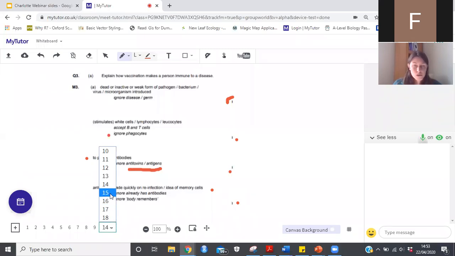There is a cool graph for vaccinations that we talked about as well, which can help you understand this, and that you can look up on BBC Bitesize or any other good revision websites if you need to brush up on this.